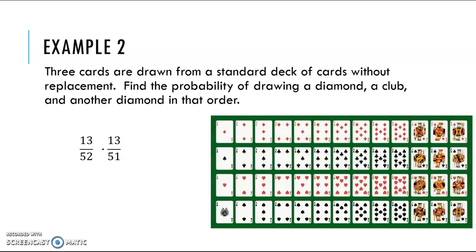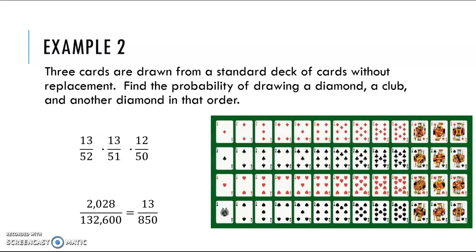For our last event, we're pulling another diamond. Now there's 13 diamonds, but we've already pulled 1. So there's only 12 diamonds left in the deck. We've also already pulled 2 cards out, meaning there's only 50 cards in the deck now. So it's 12 out of 50 to get our probability of the third event happening, given that the other two have already happened. Now, we multiply these three values together, and we get 2,028 divided by 132,600, which can simplify down to about 13 out of 850.